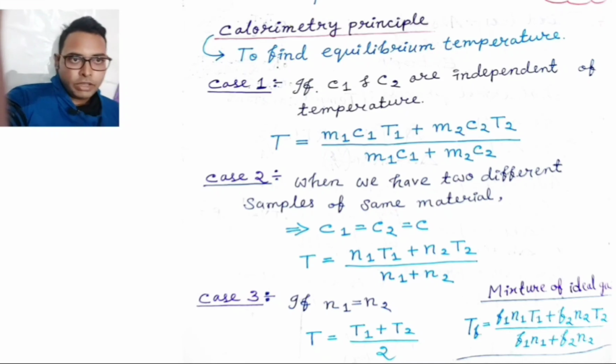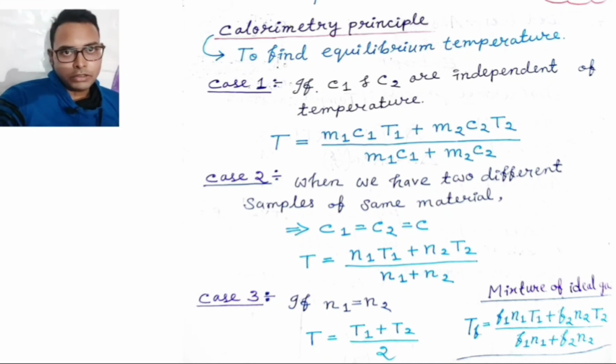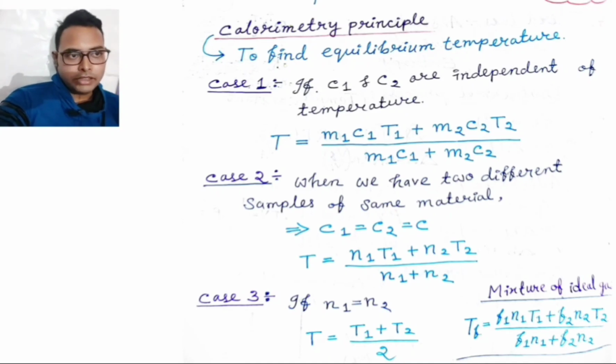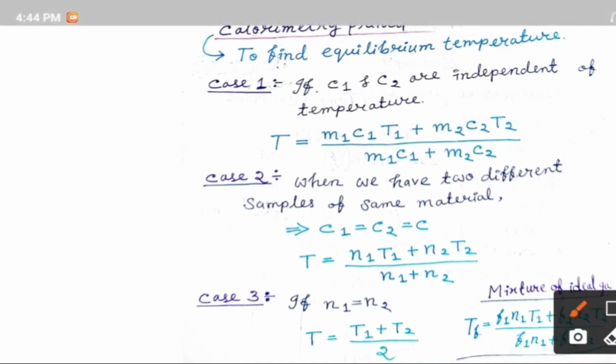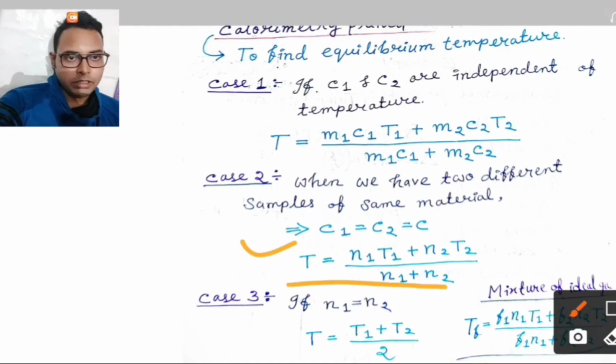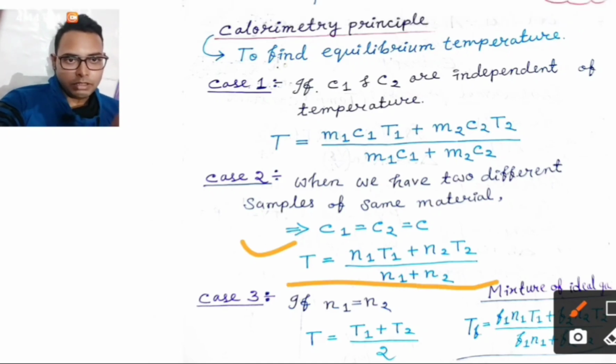Case 2, when we have two different samples of the same material. Same material means the specific heat C will be the same, so C will get cancelled from the previous equation and we get the equilibrium temperature as N1 T1 plus N2 T2 divided by N1 plus N2. In case 3, if the number of moles is the same, then the equilibrium temperature will be this.